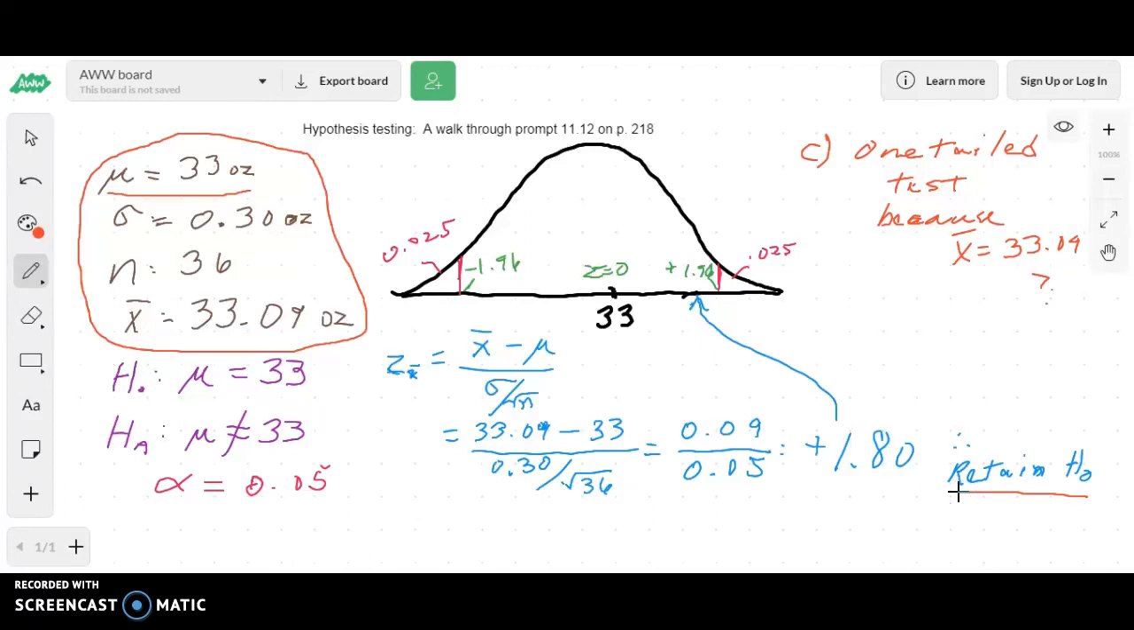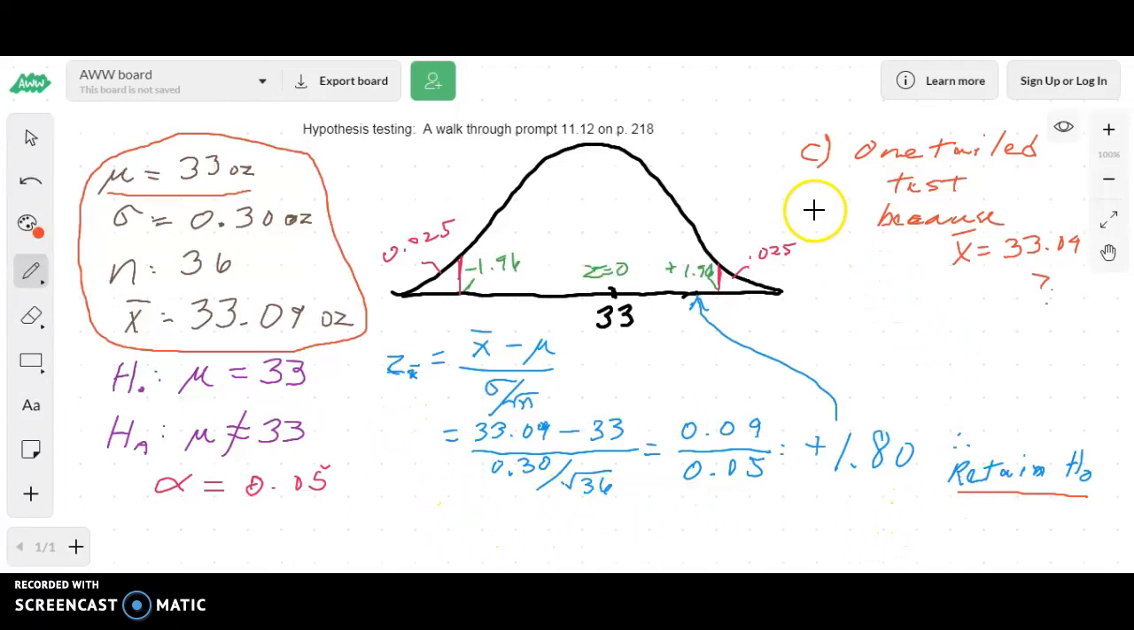The difference was there. It was 0.09 ounces greater than it should be, but it is not a statistically significant difference and not different enough for us to consider that there's an issue with the actual mechanism producing these, and we retain the null hypothesis. So if you're in quality control, you're in good shape. We don't have to do anything to it. So that's a walkthrough for part B.